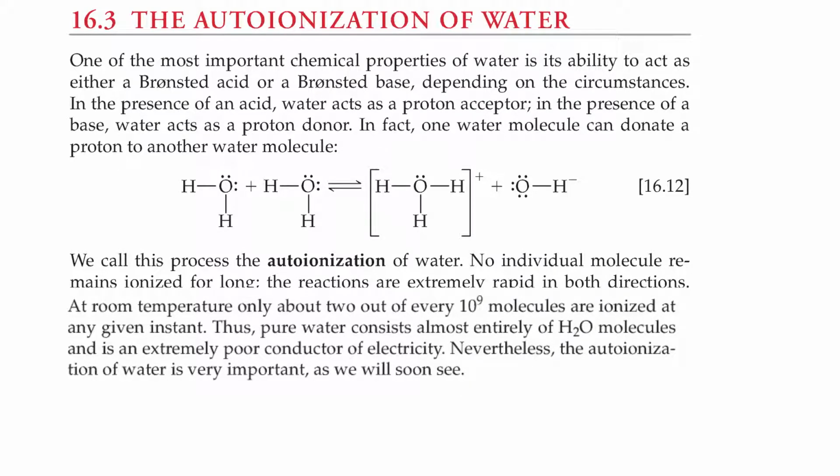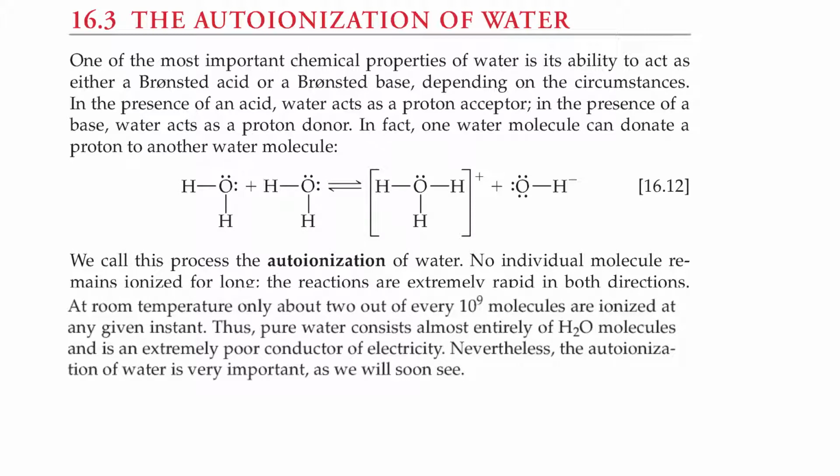Section 16.3, the autoionization of water. One of the most important chemical properties of water is its ability to act as either a Bronsted acid or a Bronsted base, depending on the circumstances. In the presence of an acid, water acts as the proton acceptor. In the presence of a base, water acts as a proton donor.